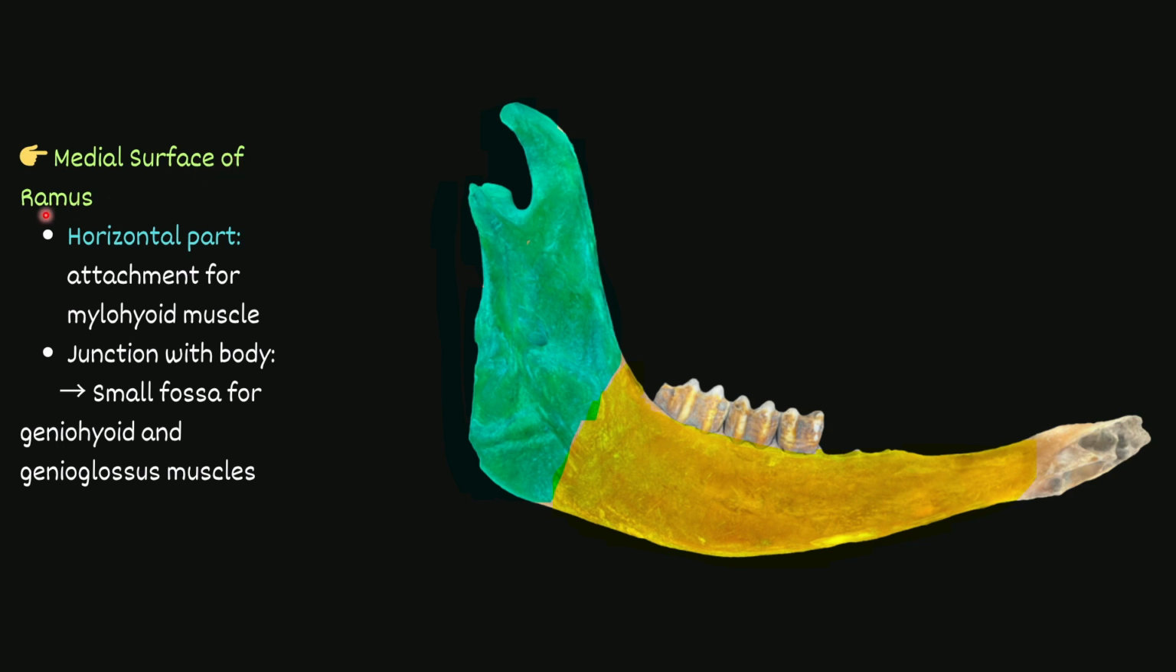Medial surface of the ramus. So this is the medial surface of the ramus, in the horizontal part. It is the attachment for the mylohyoid muscle, at the junction with the body. Where it joins with the body at this area, you will find a small fossa for the geniohyoid and genioglossus muscles.